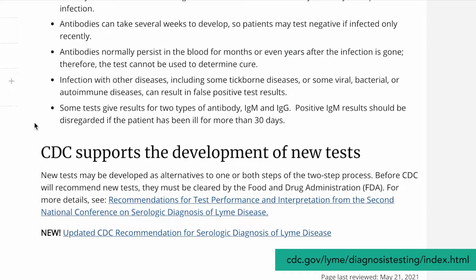That means once you have Lyme disease, there is no test that can say, okay, you are cured from Lyme disease. Infection with other diseases, including some tick-borne diseases or some viral, bacterial, or autoimmune diseases, probably as well as mold toxicity, can result in false positive test results. Some tests give results for two types of antibody, IgM and IgG. Positive IgM results should be disregarded if the patient has been ill for more than 30 days.